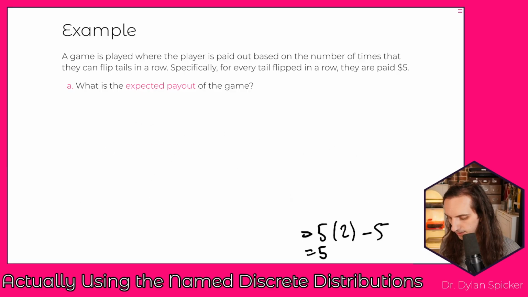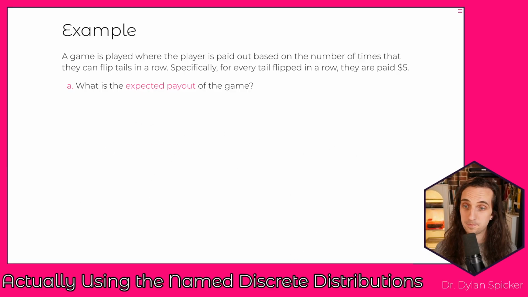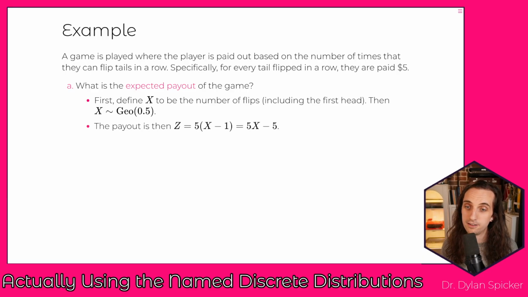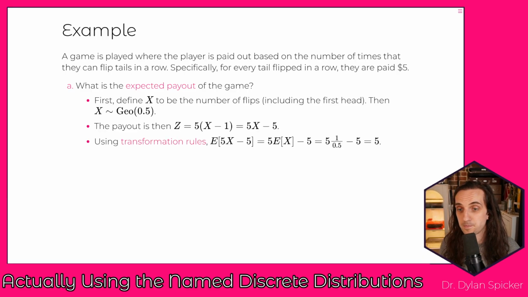Okay, so we'll remove that and then walk through that argument one more time here. All right, so what's the expected payout? Well, first we define x to be a geometric random variable that defines the number of flips, including that first head. So then x is geometric 0.5. Right? The payout is then z, which is 5 times x minus 1, so 5x minus 5. If we use transformation rules, then the expected value of 5x minus 5 is 5 times the expected value of x minus 5.